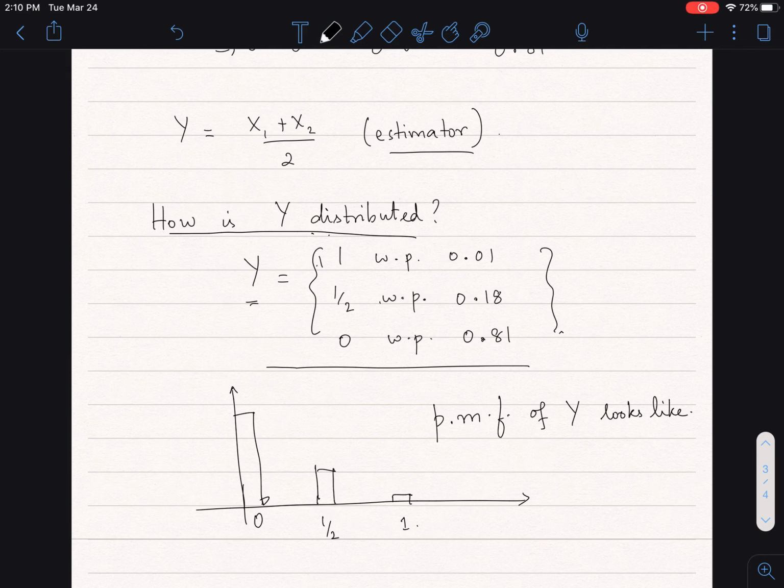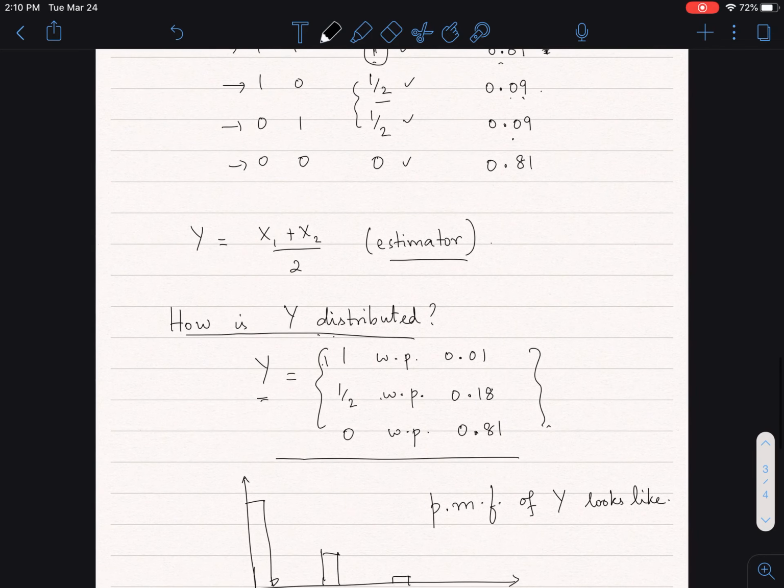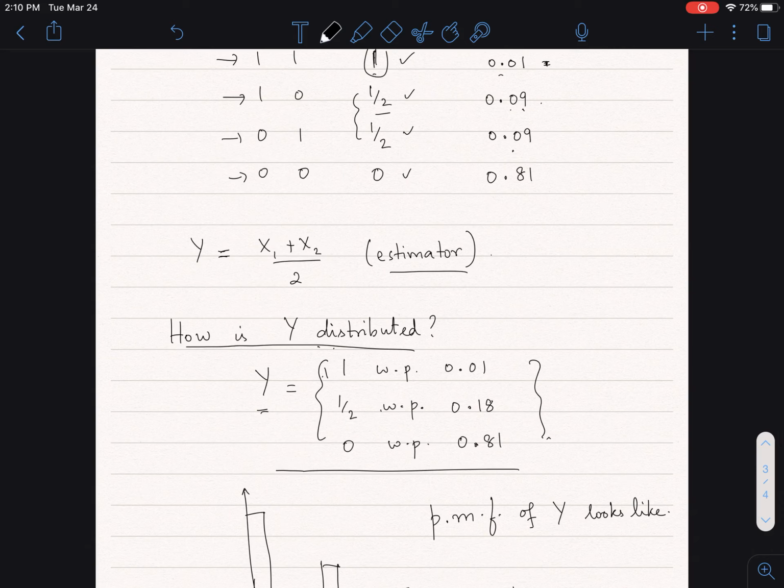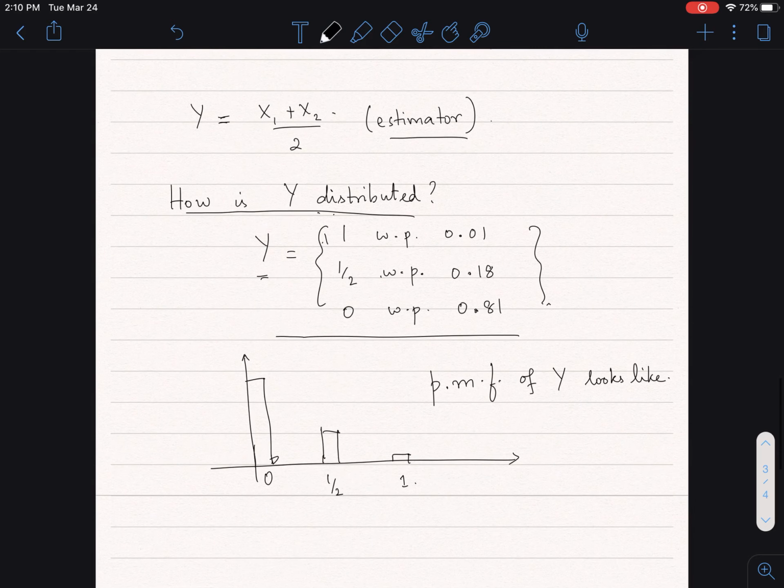Okay, so the point I'd like you to notice here is that Y is an estimator, and this is some function of these original random variables X1, X2, and this itself has some distribution. Okay, and this distribution looks like this.